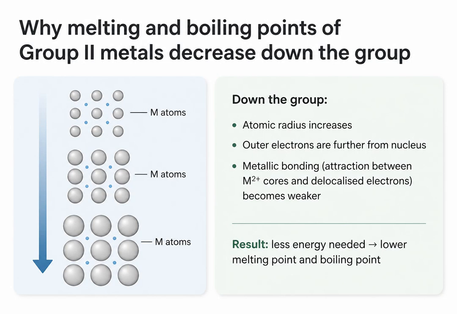For the metals themselves, melting and boiling points depend mainly on metallic bonding. As you go down Group 2, the atoms get larger, so the outer electrons are further from the nucleus and more shielded. The attraction between the positive metal cores and the sea of delocalized electrons becomes weaker overall. Weaker metallic bonding means less energy is needed to separate atoms, so both melting and boiling points tend to decrease down the group.